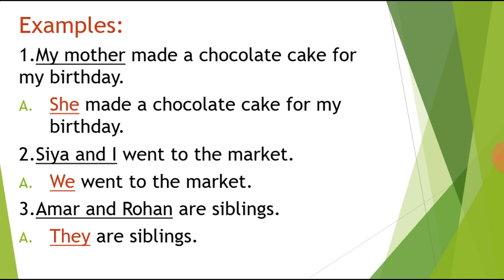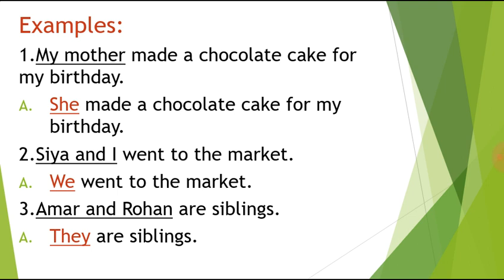Now the next sentence is: Sia and I went to the market. Now Sia and I, that means here are more than one person in a sentence. So here I means myself, and Sia means the other person along with me. So here we will use the pronoun we. We went to the market.